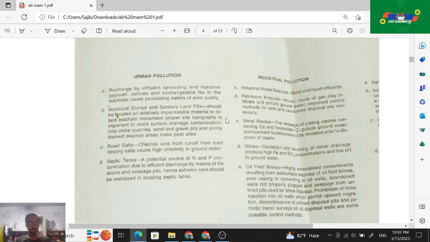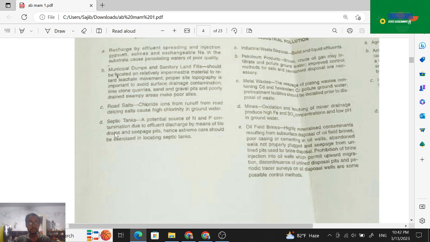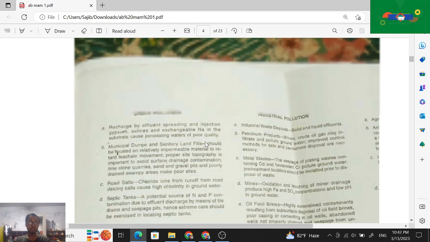Then road salts: chloride ions from the runoff from roads. De-icing salt causes high chlorinity in the groundwater. Septic tanks are a potential source of N and P contamination due to effluent discharge by means of tile drains and seepage pits. Hence, extreme care should be exercised in locating septic tanks.